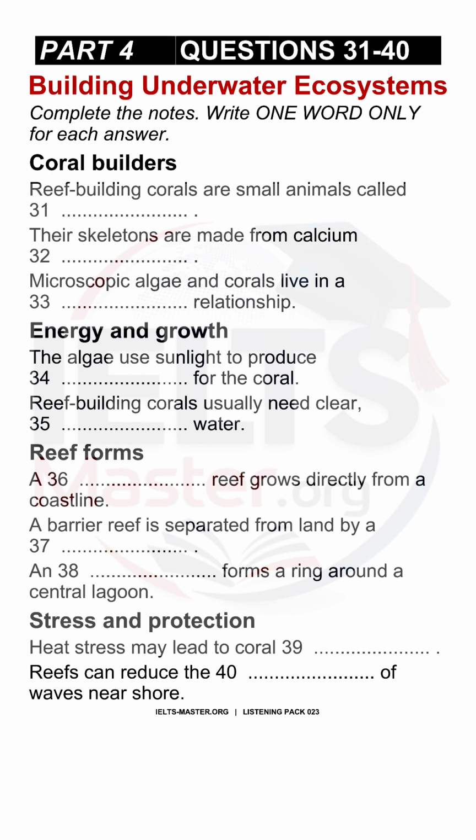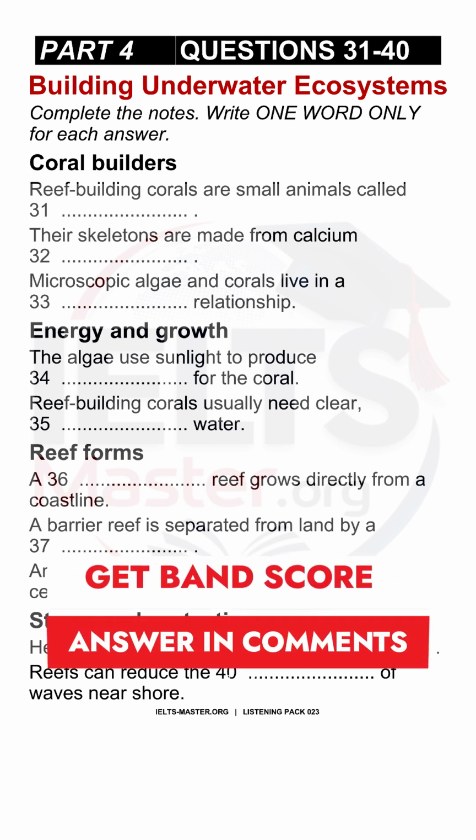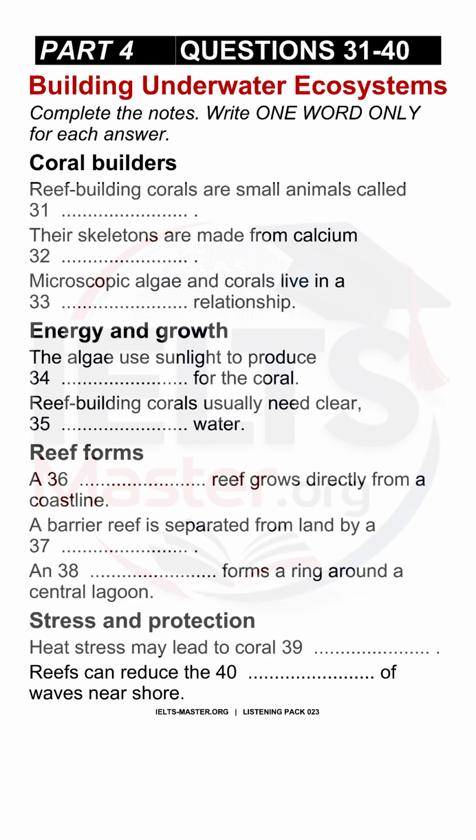The next point is the biological partnership. Many reef-building corals contain microscopic algae inside their tissues. The relationship is symbiotic because the coral provides a protected place for the algae, while the algae support the coral's growth. How does that support happen? The algae use photosynthesis, taking in carbon dioxide and water in the presence of sunlight, and they produce food for the coral.